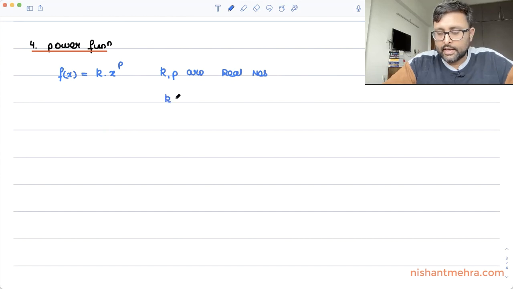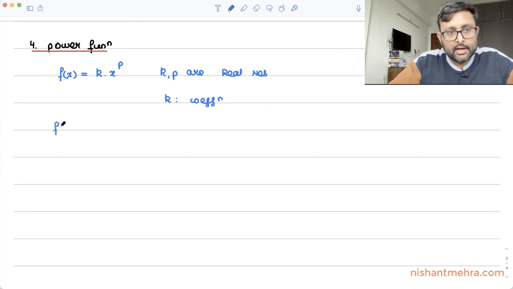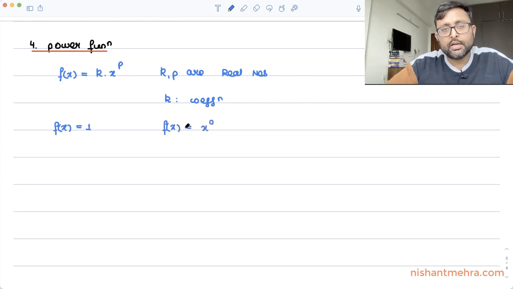And k is the coefficient. So 5 into x is also a power function. 5x square is also a power function. 5x cube is also a power function. But 5 to the power x is not a power function. That's an exponential function. So you have the function like f(x) equals 1. It's an identity function. Can this be written as a power function? Yes. This could be written as x to the power 0.